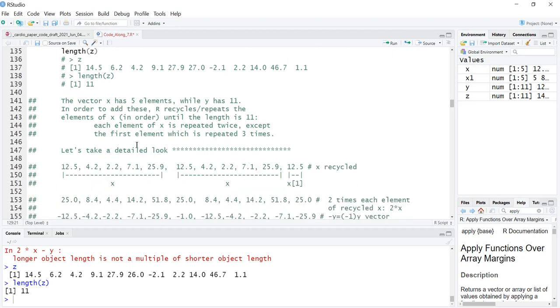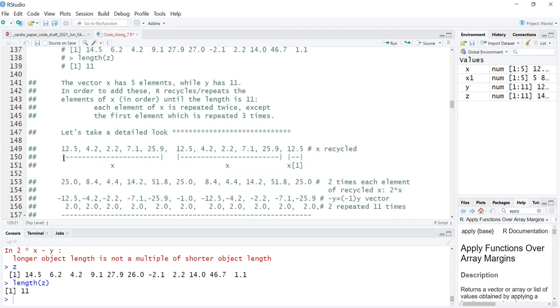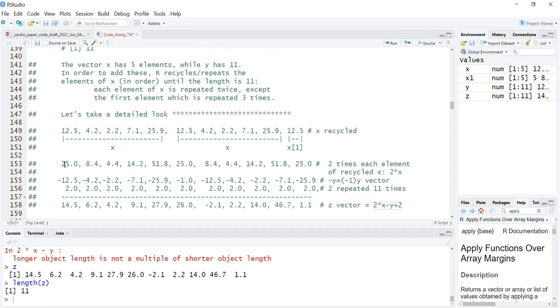Let's see how it does this. So there's the recycled x. Now I have to take 2 times each of these elements. So here it is, 2 times each of the elements of the recycled x. I subtract y. Now negative y is defined as negative 1 times y. These are identical. They're the same thing. That's what negative y is. You say minus y, that's really plus a negative 1 times y. Okay? So here is negative y.